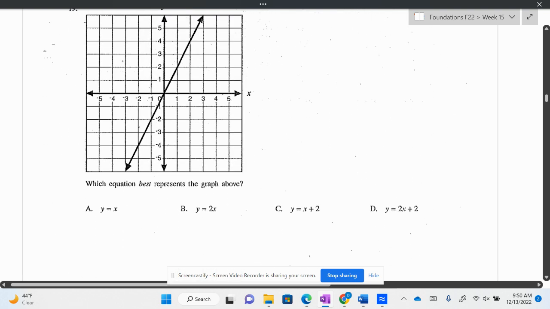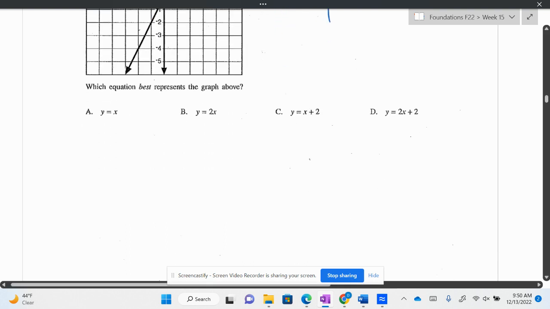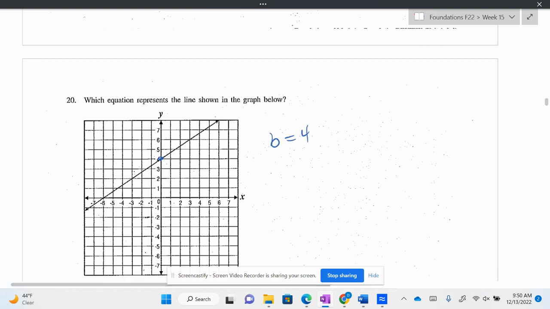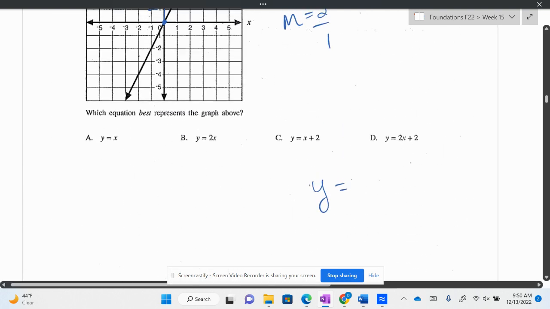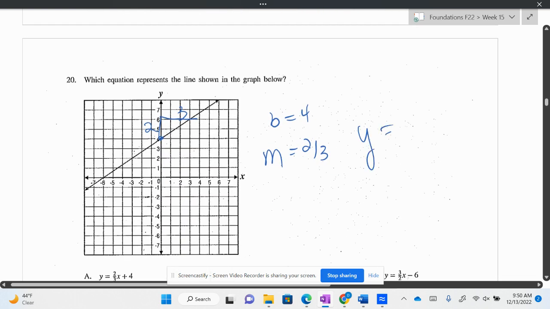Which equation best represents the graph? Well, it has a y-intercept of 0 and it has a slope of 2 over 1. So you decide. Another has a y-intercept of 4 and a slope of 2 over 3. So let's see, this one is going to be y equals 2x. And this one is going to be y equals 2/3 x plus 4.